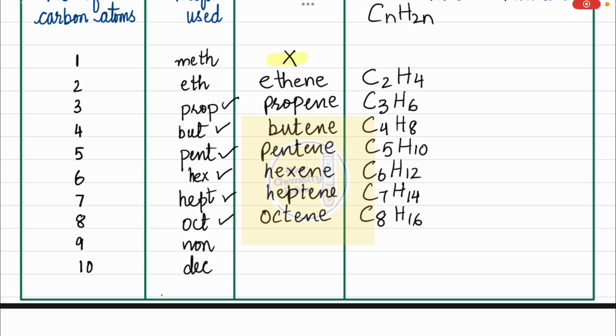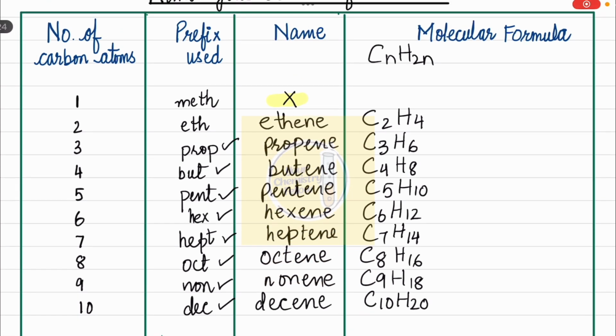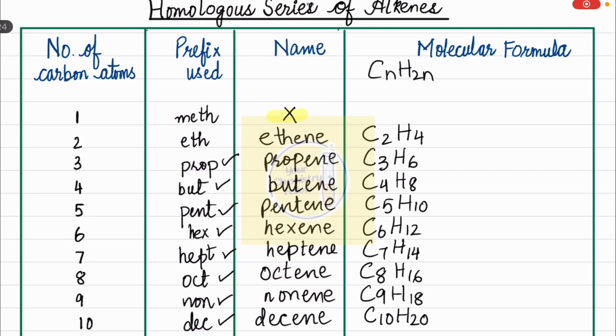C8H16. For 9 carbon atoms, non is used and its name will be nonene. Molecular formula will be C9H18. For 10 carbon atoms, dec is used. The name will be decene and its molecular formula will be C10H20. Now, you will see in this series that between the successive members, there is a difference of a CH2 group.